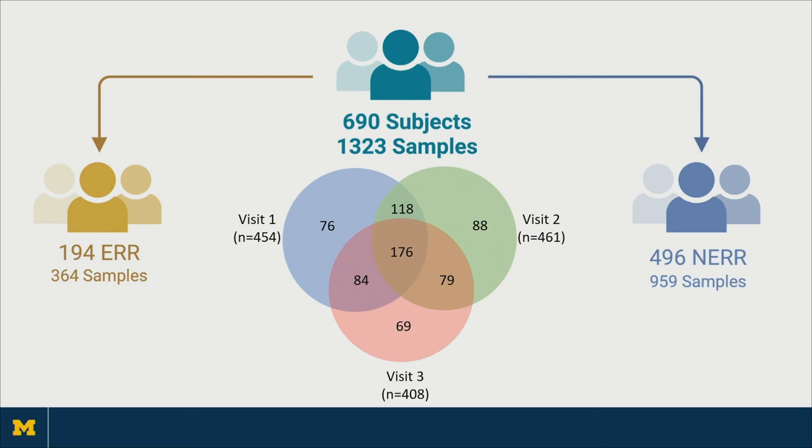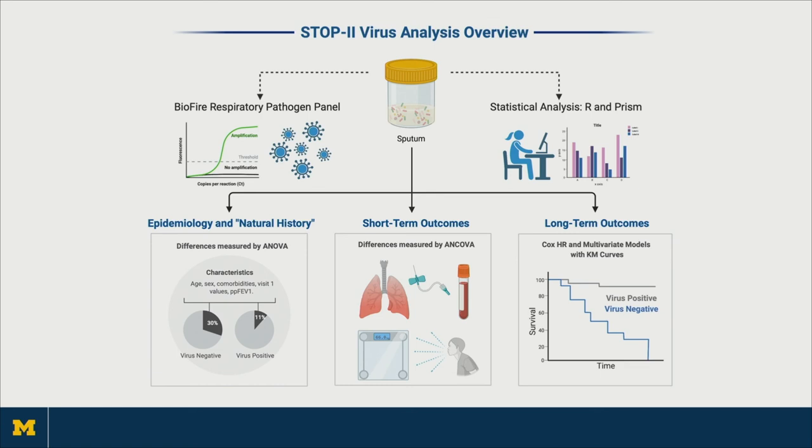So in terms of just the viral analysis overview, as mentioned, sputum was collected at each of these visits and were then sent to the University of Michigan. The analysis from the sputum was done by a multiplex PCR panel looking at 17 different viruses. Good news, this study was pre-COVID, so there's no mention of SARS-CoV-2 in this talk.